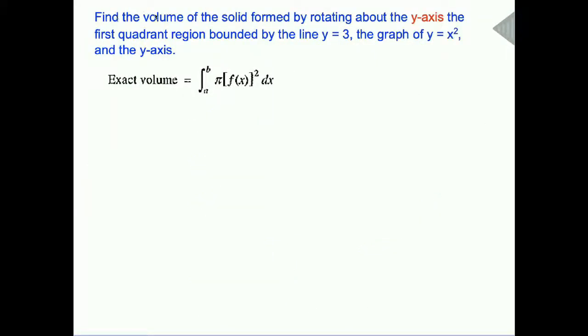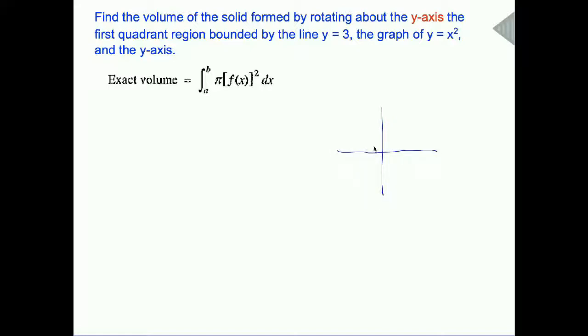Looking at the next one here, this is going to be a little bit different, so we're going to have to think through this a little differently. Find the volume of the solid formed by rotating about the y-axis. Up until now, we've been rotating about the x-axis, but now we're going about the y-axis. The first quadrant region is bounded by the line y equals 3, the graph of y equals x squared, and the y-axis. So let's go ahead and take a look at this graph.